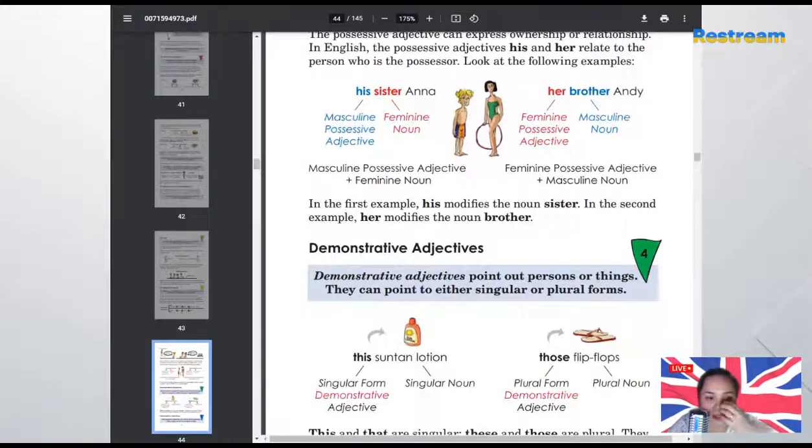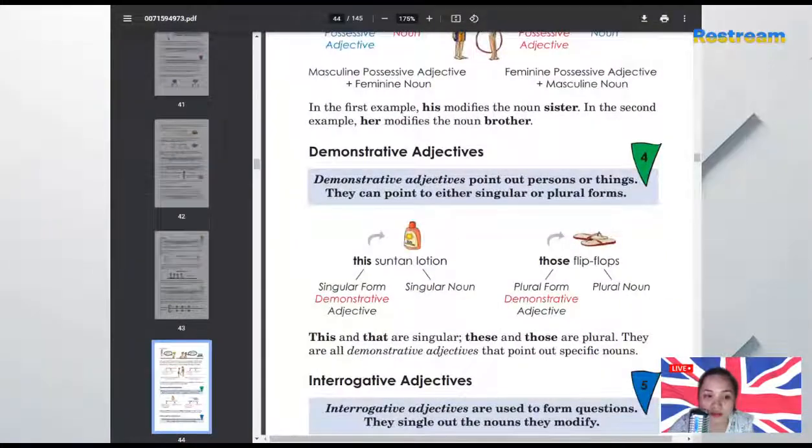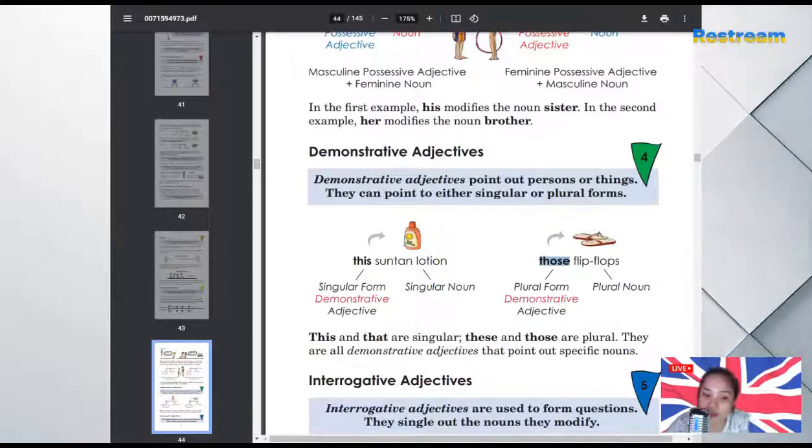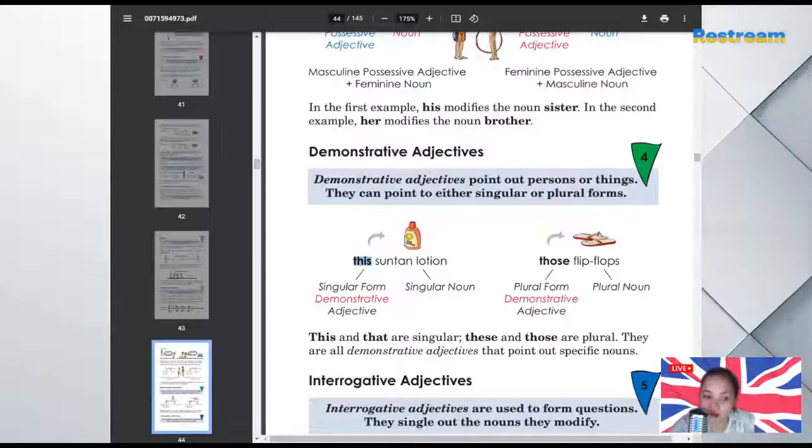So another one, we have here the demonstrative adjectives. In here, we are using this and those. Remember, this is for one only, while those is for plural, which is two or more of a noun. As you can see, the flip-flops has an S, so it means it is plural, two or more. So we will use those. While this is only for singular because the noun is in singular form.